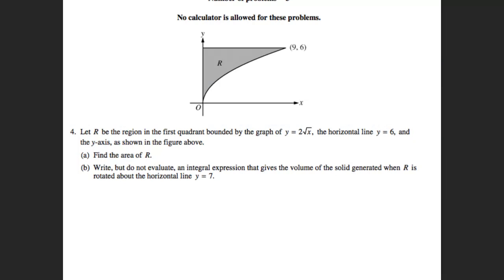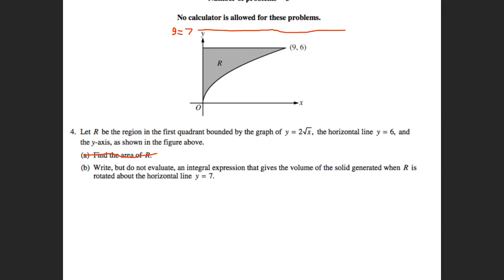So here's a problem. I think we already did this problem, but we didn't do the volume part. I think we already found the area on one of your homework assignments, so we're not going to do that. But this one says write, but do not evaluate, an integral expression that gives the volume of the solid generated when R is rotated about the horizontal line y equals 7. So y equals 7 is way up here.